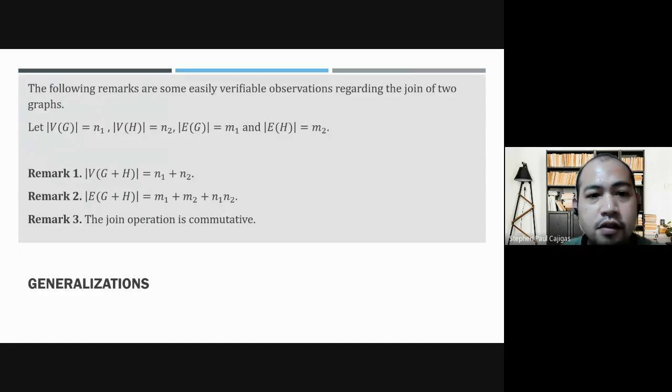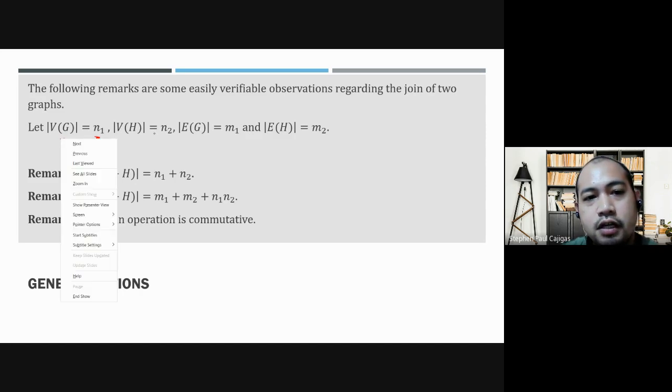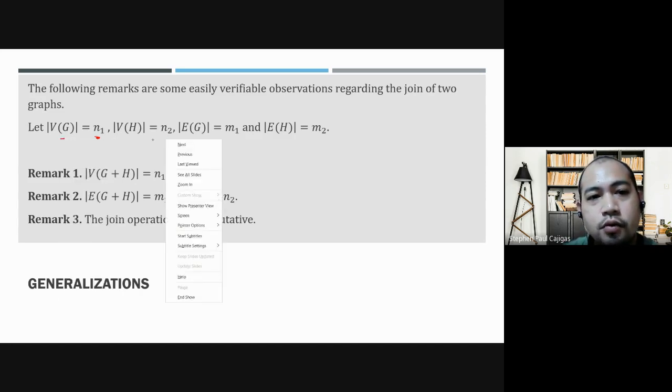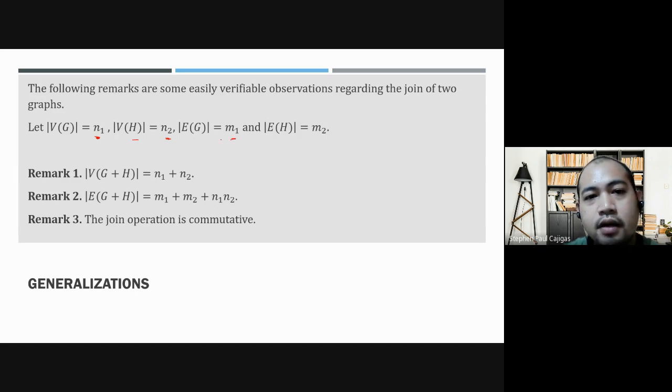So for that, we can make these as remarks. So first, kung may N1 kabuok na mga vertices itong graph G, may N2 kabuok na mga vertices itong graph H, then M1 kabuok na mga edges itong graph G, and M2 kabuok na mga edges itong graph H.